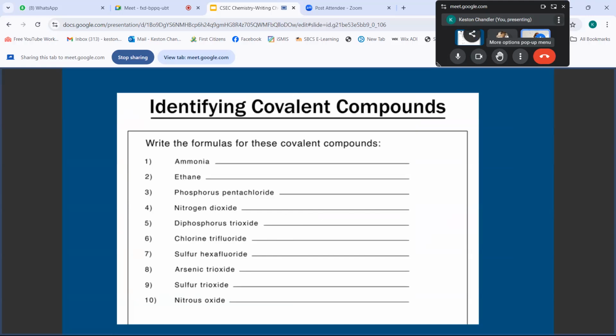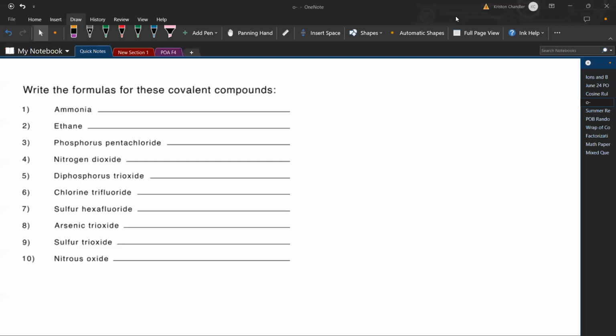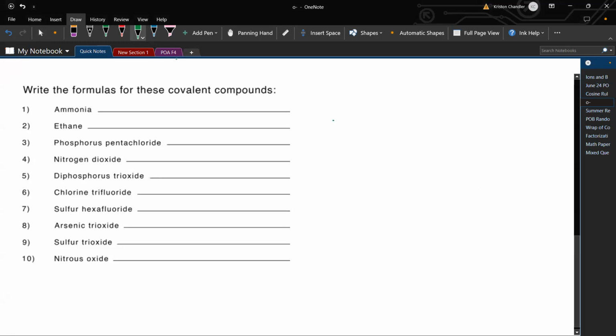So I want you to take a little time. We have a little activity for you to complete now. So I said I'll write these formulas, the first 2 for you. The formula for ammonia is actually NH3. So I'd like you to learn that one. And then for ethene, we have C2H6. So learn that one from me as well.